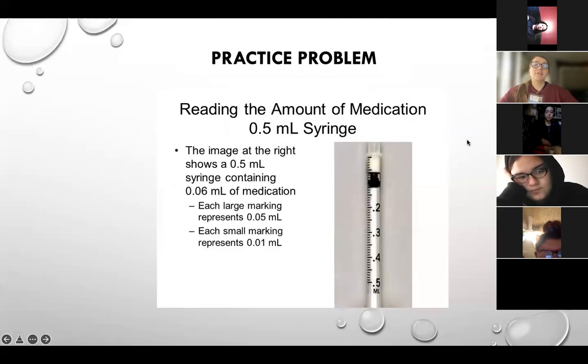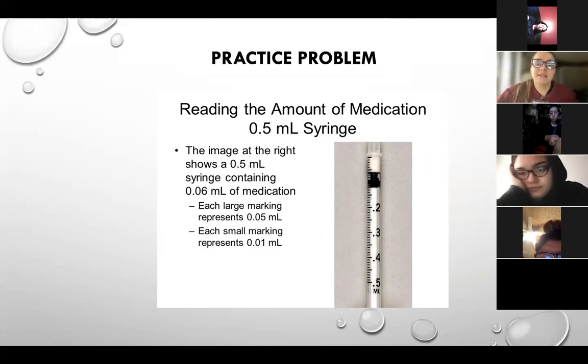Now looking at this, this is actually a half cc syringe. So not very commonly will we see these manufactured. I'm sure if you work with neonates, so that's like preemies, puppies and kittens, or if you work for a rescue, you might see these because you're dealing with patients that are in infancy.